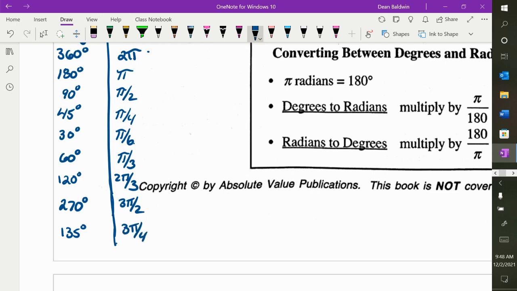Look, the common ones that you need to remember are to here. Those ones. Everything else is a multiple of those, right? Well, they're all multiples of 360 if you want to think of it that way.